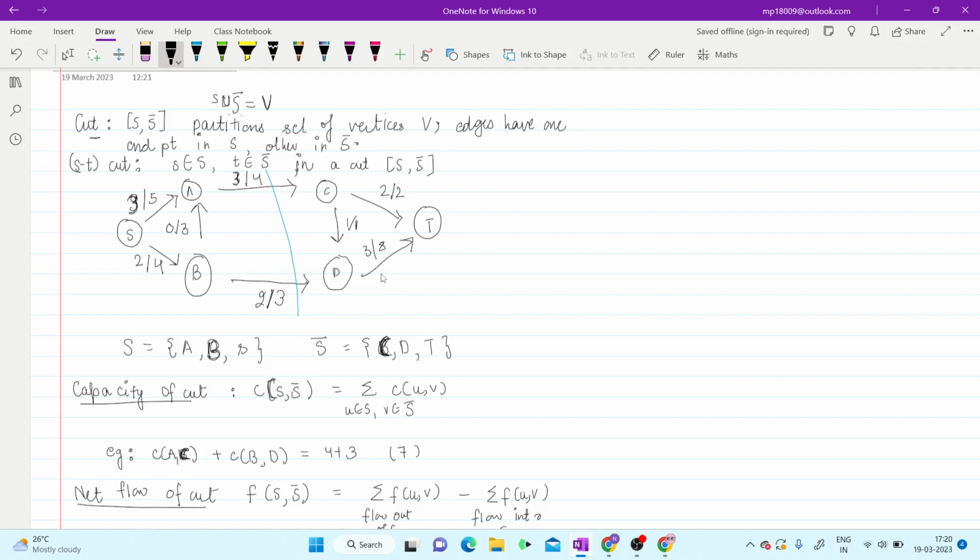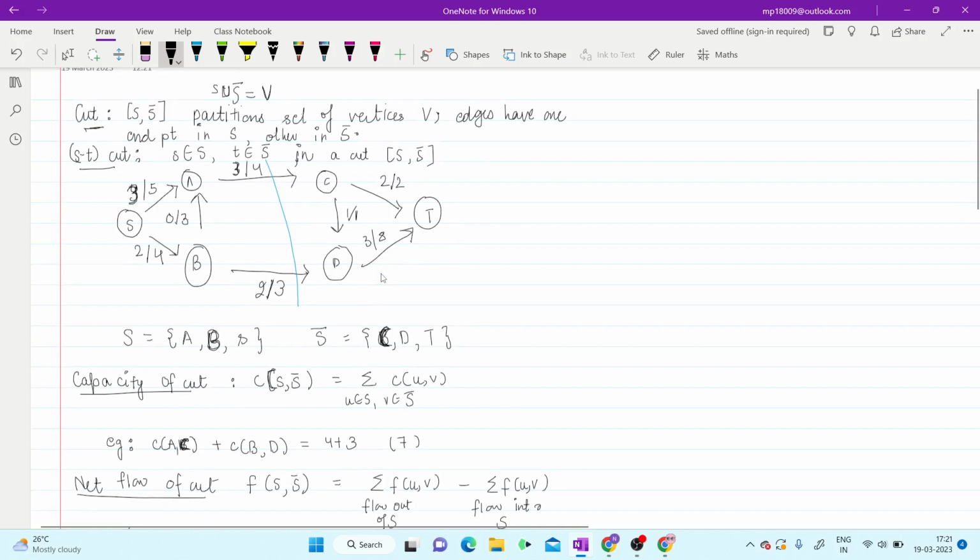Once we have defined a cut, what is an ST cut? By ST cut we mean a cut where the source vertex, that is S, belongs to S, and the sink vertex, which is T, belongs to S complement or S bar. This is the definition of an ST cut. Once we have an ST cut, we can attach two numbers to it: first is the capacity of the cut and the other is the net flow of the cut.